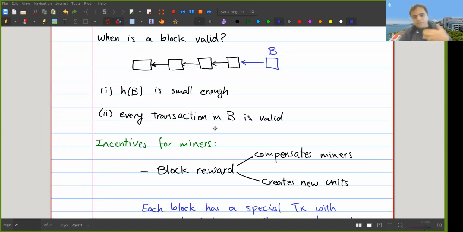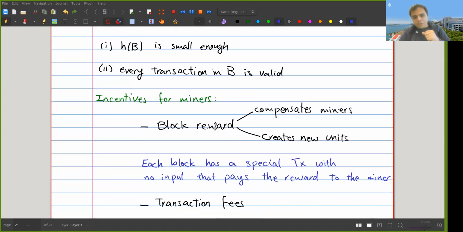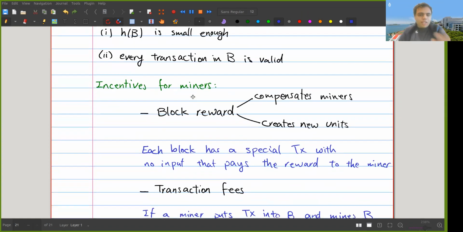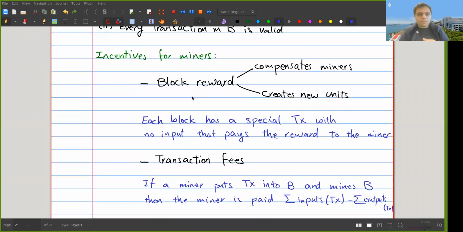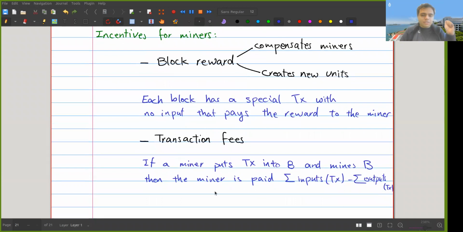And this takes a lot of effort. Solving the problem takes a lot of effort. So we give some incentives to the miners to do this. And the way that we give incentives is that we give a block reward, which is paid directly to the miner and also creates new units of currency. And we also have transaction fees, which incentivize the miners to put transactions into their blocks.